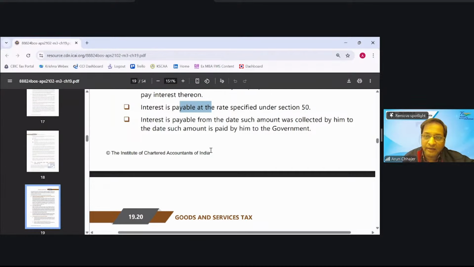Can you tell me the rate of interest? One rate is 18%, one is 24%. So my question is, 24% is applicable in which case?